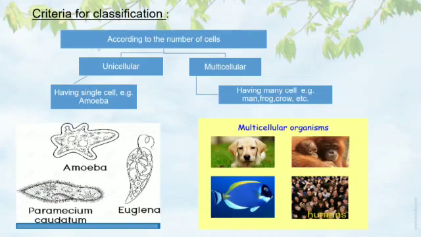So let's know about criteria of animals according to the number of cells. There are two types, unicellular and multicellular. Having a single cell is called unicellular, for example, amoeba, whereas having many cells is known as multicellular, for example, man, frog, crow, dog, etc.